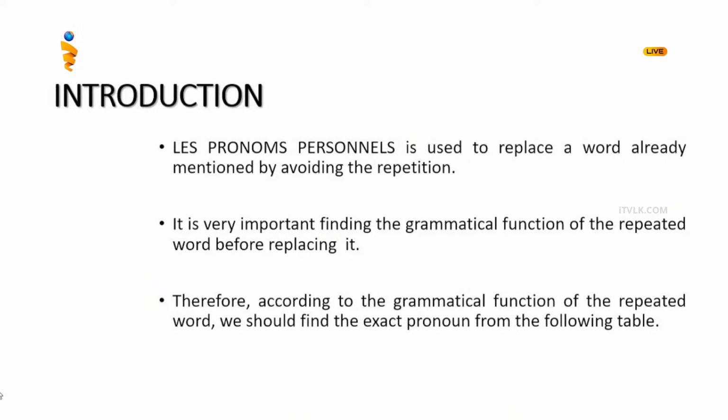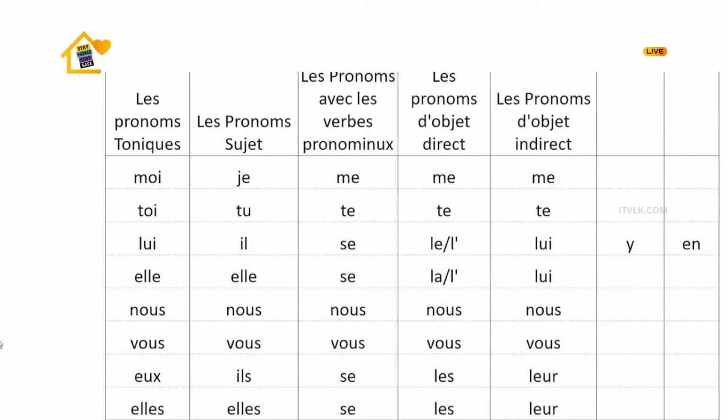To find the exact pronoun, you can use the following table. We'll look at the table now. Look at this table carefully. The first column gives you le pronom tonique. In the second column, you are given le pronom sujet. Third column, le pronom avec le verbe pronominal. In the next column, you can see le pronom d'objet direct. Then you have le pronom d'objet indirect, and you have le pronom y next. Finally, you have le pronom en.